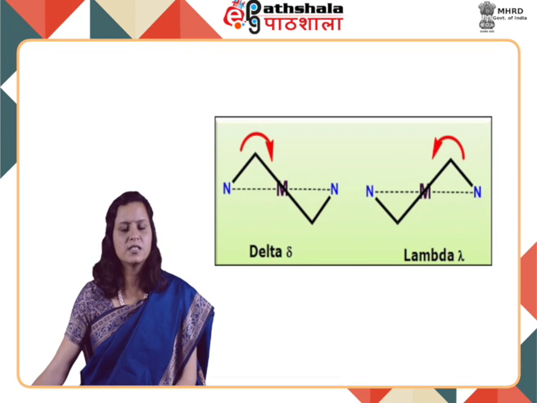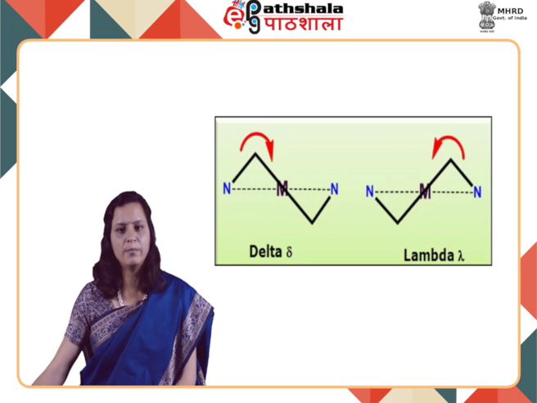Delta and lambda system is available to designate the twisting of the backbone atoms in the chelate ring, and this is relative to the plane of atoms. Consider the ligand bonded to the metal as shown here. If all 5 atoms involved are imagined to be in a single plane, this is called a gauche conformation.